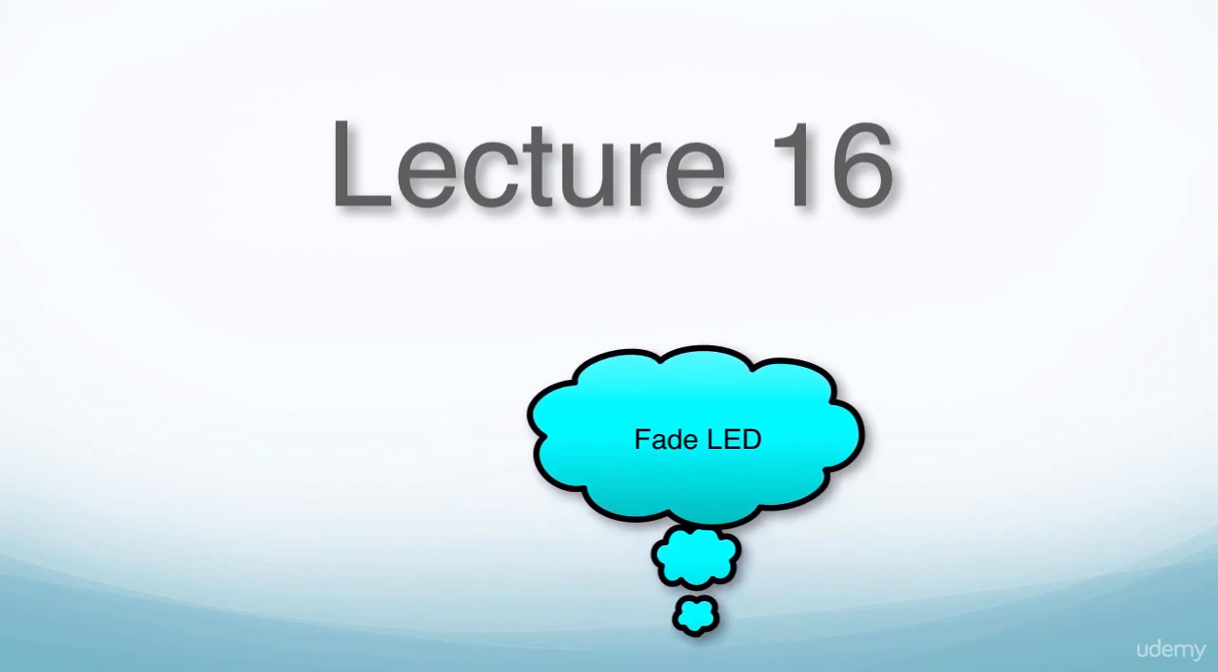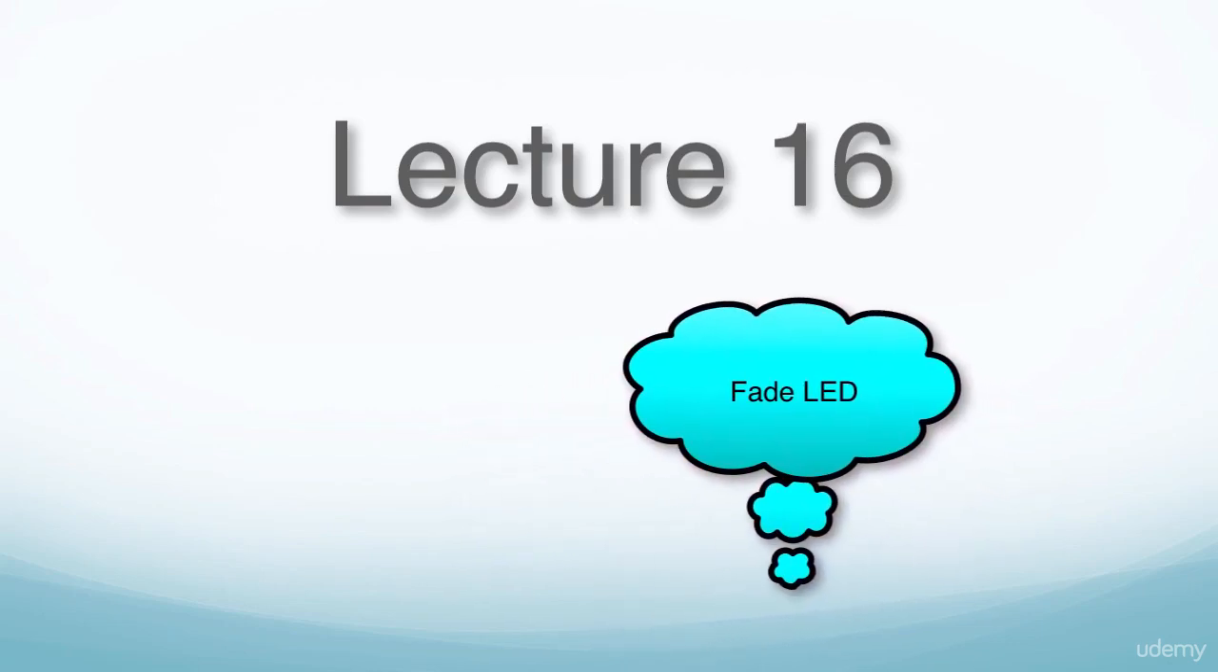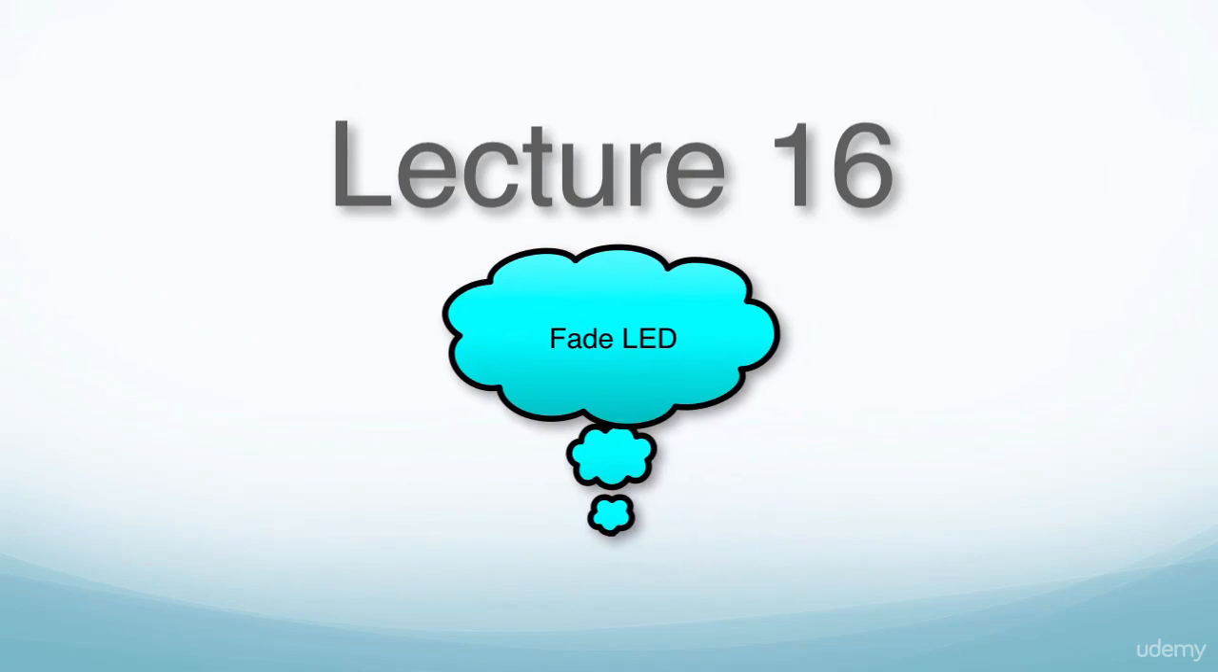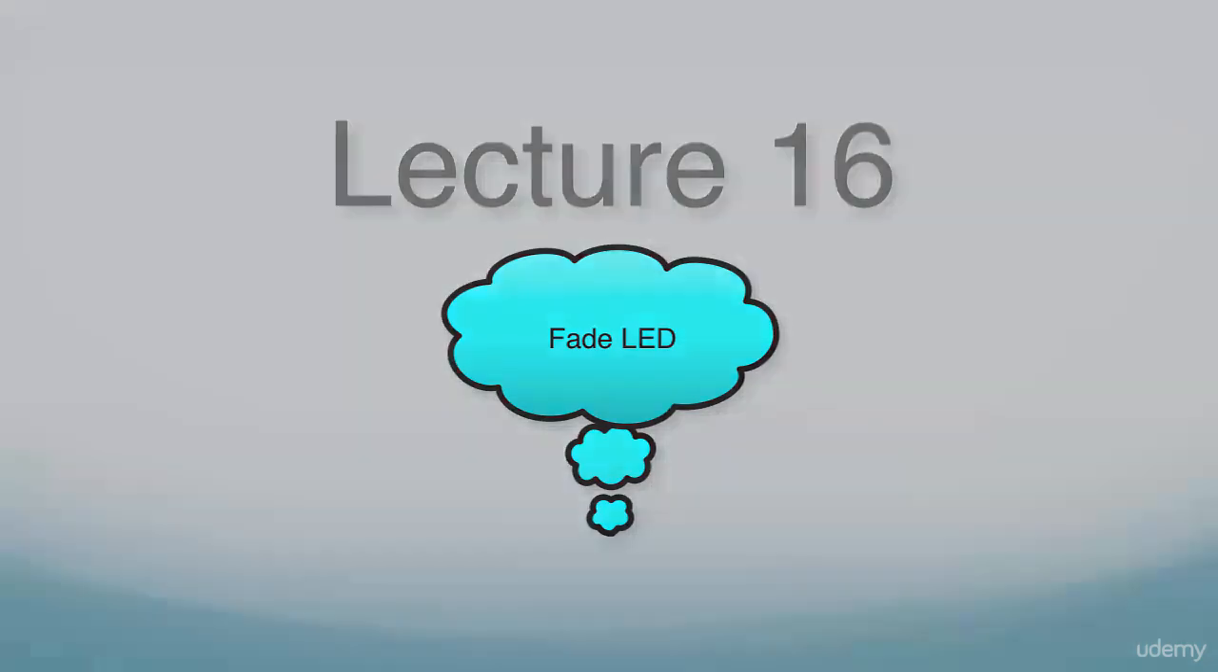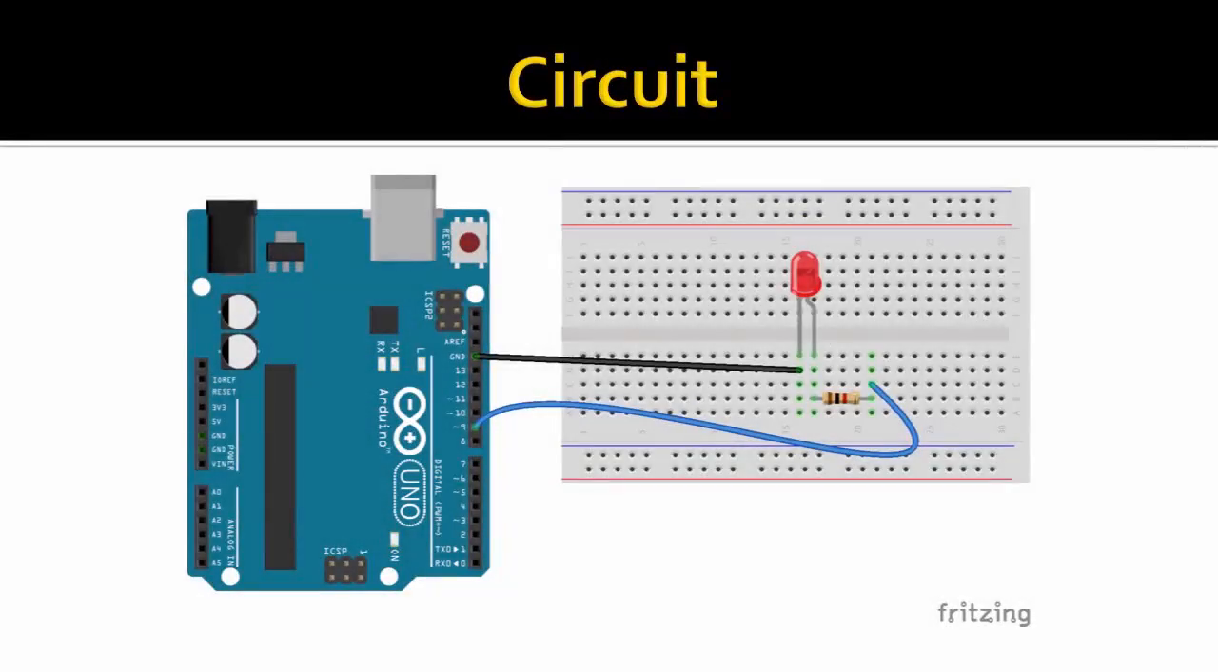Let's explore PWM by first changing the brightness of an LED manually, then having the LED's brightness fade in and out from off to full brightness and back again. Let's set up this simple circuit.